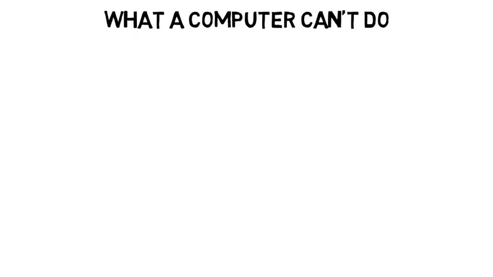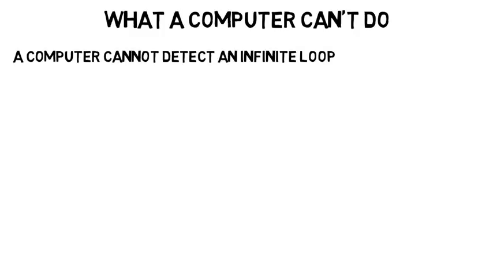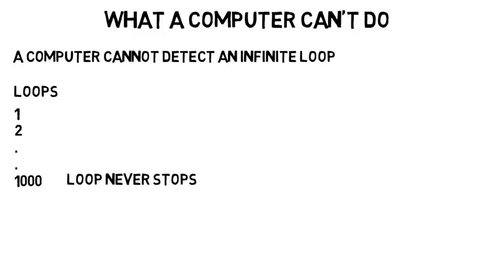So I'll give you an example of what a computer can't do, which has been proven. A computer cannot detect an infinite loop. Remember when I talked about loops briefly and how you could write the numbers 1 through 1000 with just one loop? Well, if you don't write your code correctly, you may accidentally make it so that the loop never stops. It'll write the numbers 1 through 1000 and then just keep writing 1001, 1002, and never stop until you manually terminate the program. This is called an infinite loop, and the computer cannot tell that it's happening.